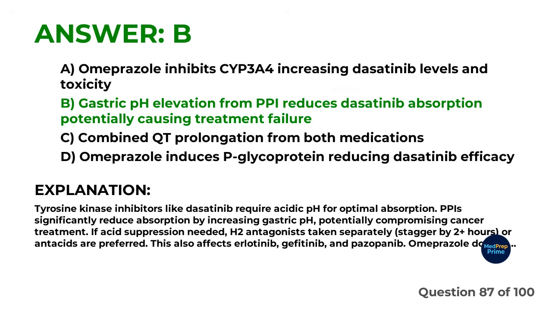Correct answer, B. Tyrosine kinase inhibitors like dasatinib require acidic pH for optimal absorption. PPIs significantly reduce absorption by increasing gastric pH, potentially compromising cancer treatment. If acid suppression is needed, H2 antagonists taken separately, staggered by 2 or more hours, or antacids are preferred. This also affects erlotinib, gefitinib, and pazopanib.